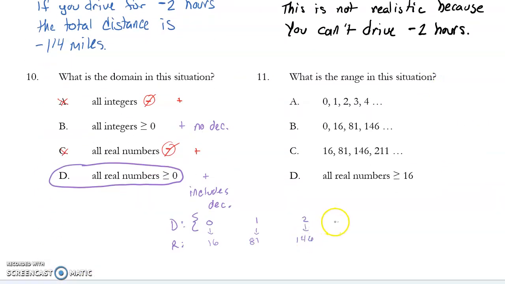And so on. I could keep going, but because I have all of these decimals here, I have all of the numbers in between here. So I can't look at this and just go straight to something like this or something like this, because this would neglect the fact that I can input something less than 1 hour or something between 1 and 2 hours. I have to state that it's all real numbers, but it has to be greater than or equal to 16. Because I can't drive negative hours, my range will never be less than 16. The answer here is D for my range.